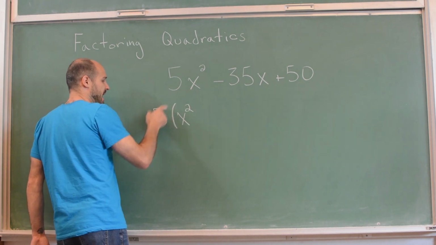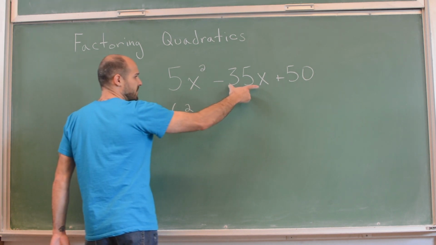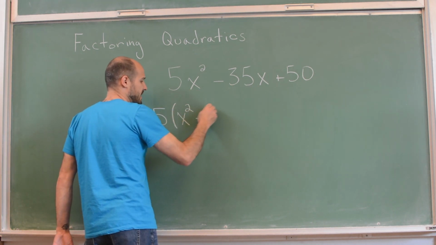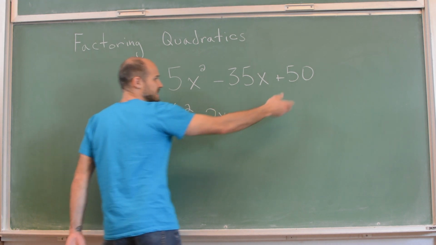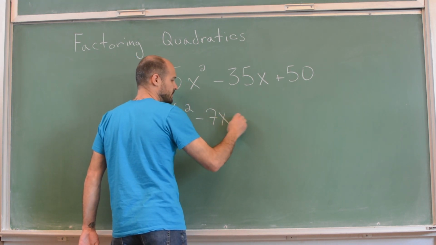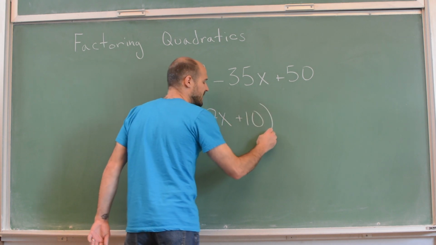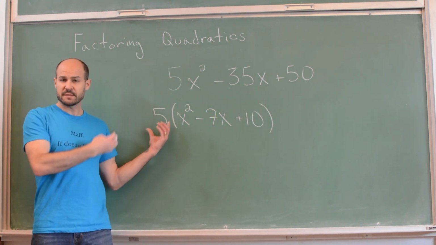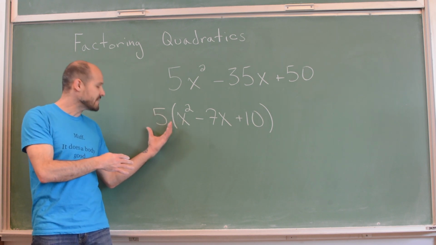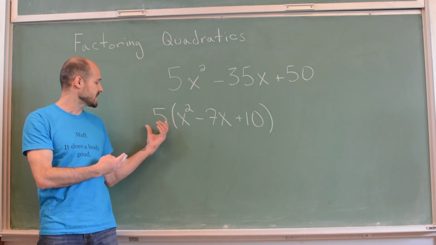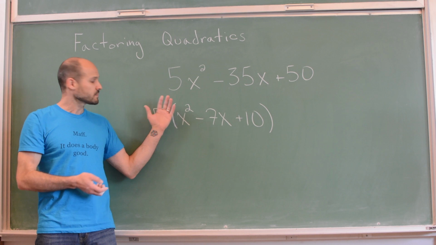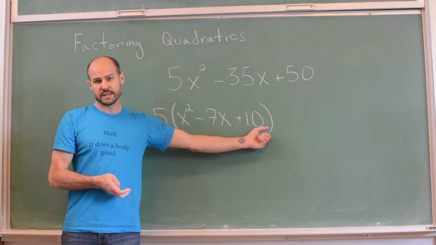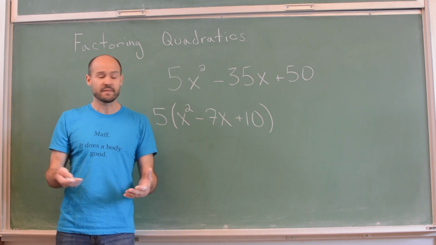So this is 5 times x squared. This is 5 times negative 7x. And this is 5 times 10. So when we factor out our GCF of 5, we've kind of dealt with this portion. We can leave it here. It's important that it exists, but we can forget about it. Now we look inside the parentheses. What do we have here?